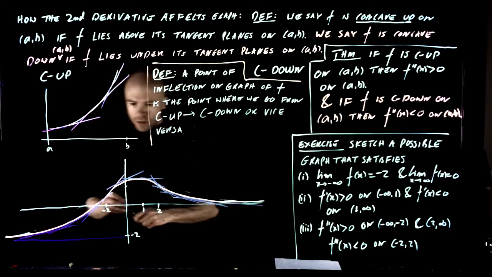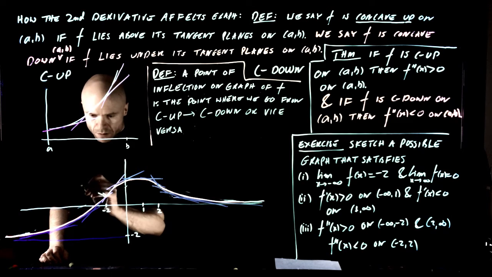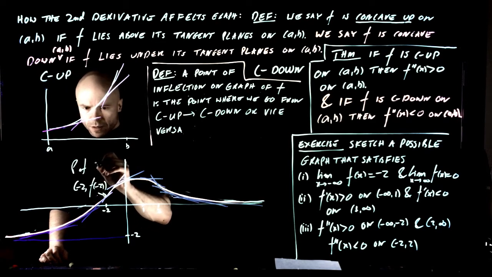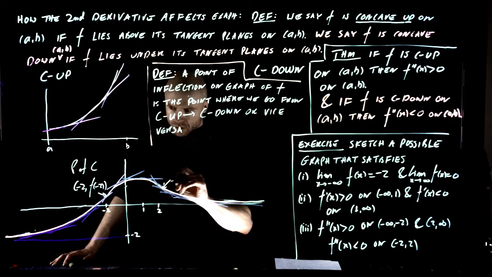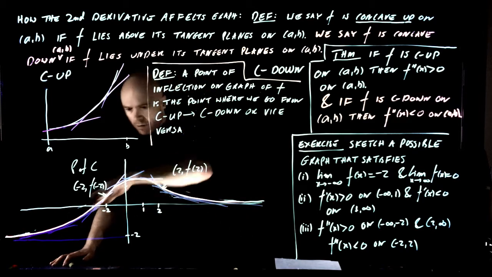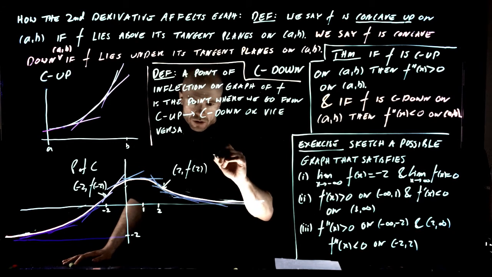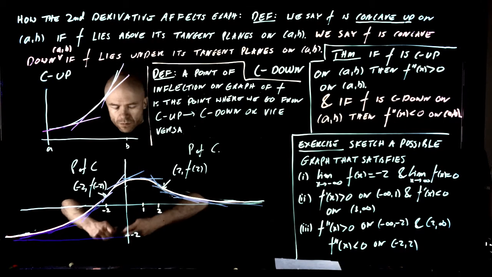So on this graph, the point of inflection is going to be here, which will be minus 2, f of minus 2. So point of inflection is P of C from now on, and here as well. Because, again, we're going from concave up to concave down at this point, and here from concave down to concave up. Cool. All right.